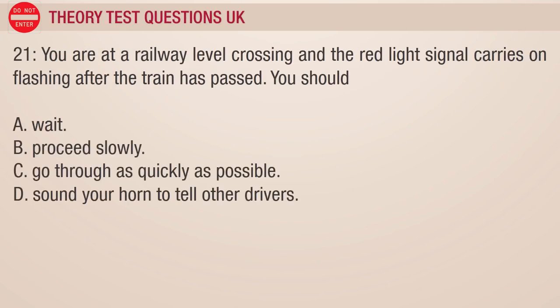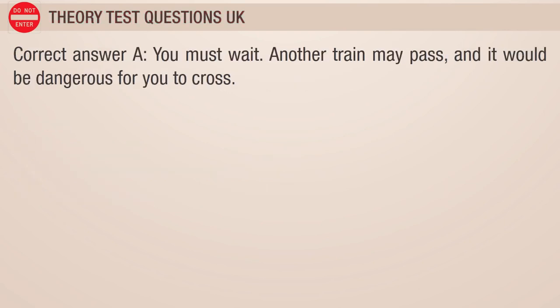Question 21. You are at a railway level crossing and the red light signal carries on flashing after the train has passed. You should A. Wait. B. Proceed slowly. C. Go through as quickly as possible. D. Sound your horn to tell other drivers. Correct answer A. You must wait. Another train may pass, and it would be dangerous for you to cross.